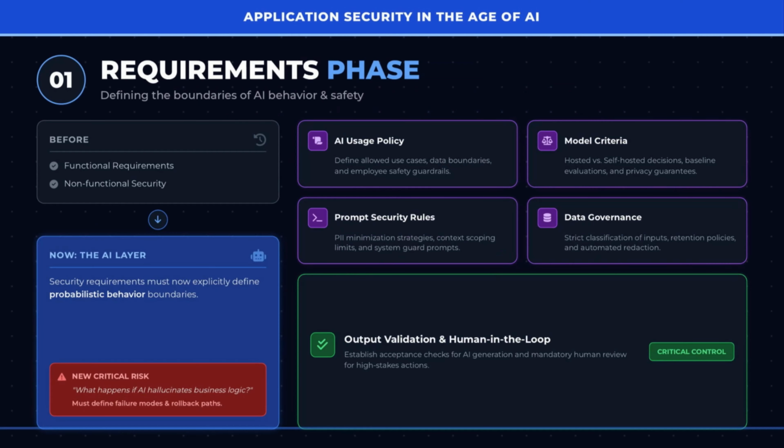Let's start at the very beginning, requirements. In the past, we focused on functional requirements and non-functional security, documenting what the software should do and how it should be protected. With AI, we must go further. The AI layer introduces probabilistic behavior, meaning our systems can respond in unexpected ways. We need to define boundaries for acceptable AI behavior and plan for failure modes. Ask yourself, what happens if AI hallucinates business logic? Without clear rollback paths, the consequences could be severe. So at this phase, security isn't just about writing requirements. It's about envisioning and constraining AI's potential.